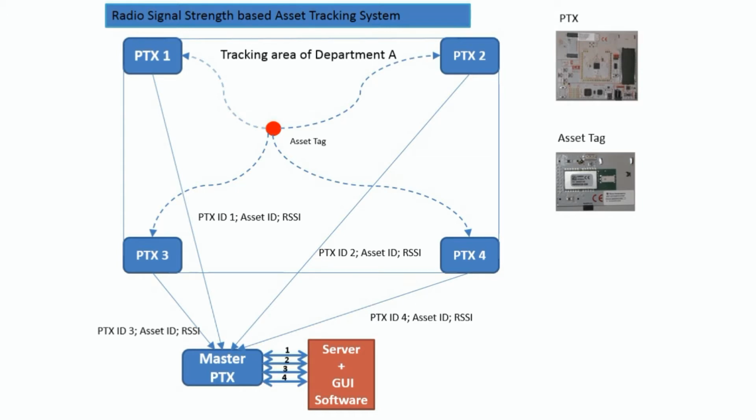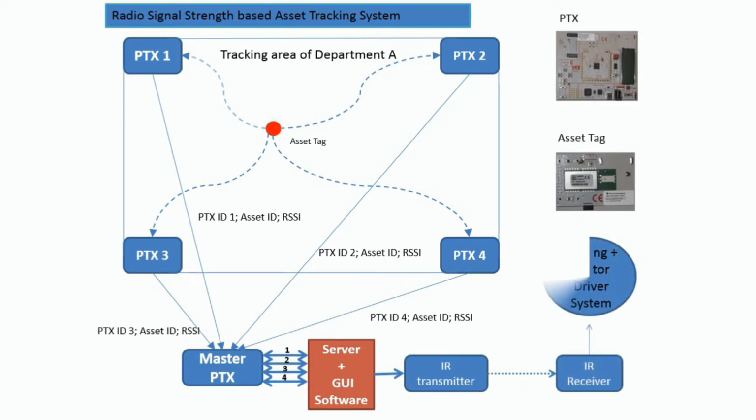This system also controls entry and exit of authorized assets of the company. When any asset wants to enter or leave the company, the GUI software will send the asset ID to the IR transmitter and it will open or close the parking gate. So security will be maintained automatically.